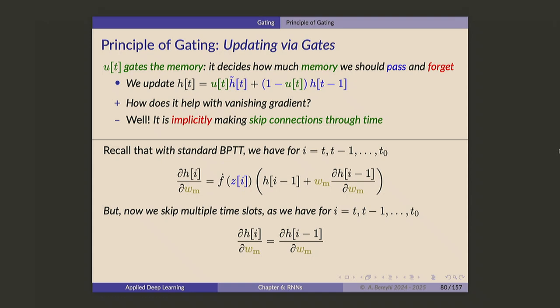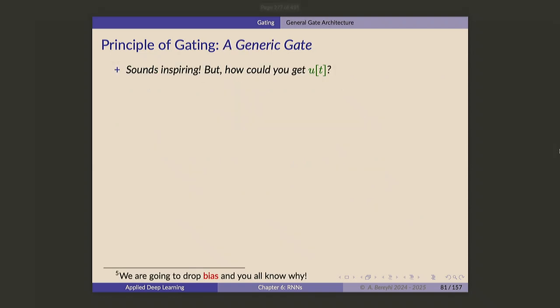When you do gating, if you set your gate to be 0 at time i, then your gradient at time i is going to be exactly the gradient at time i minus 1, because the hidden state does not change. And if you keep on doing it multiple times, then every single time you're exactly taking the same gradient, and this could potentially make the impact of vanishing gradient less. So somehow you're doing a skip connection, but you're doing it implicitly over time. Everybody's clear? Question on that?